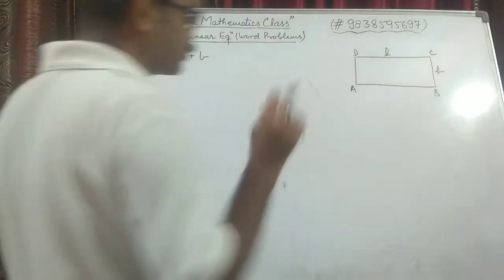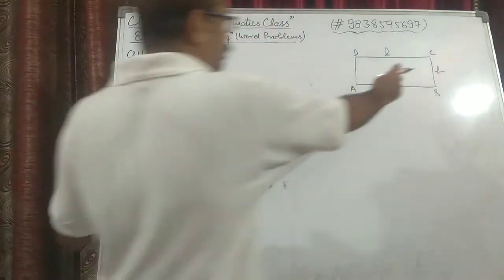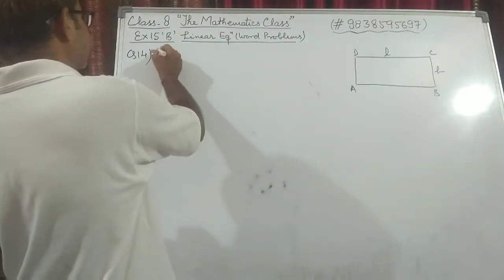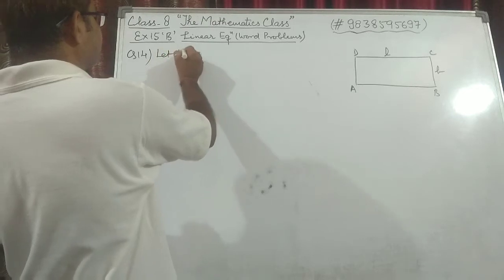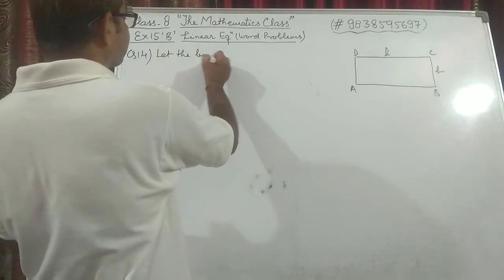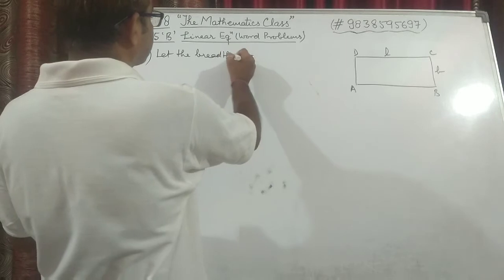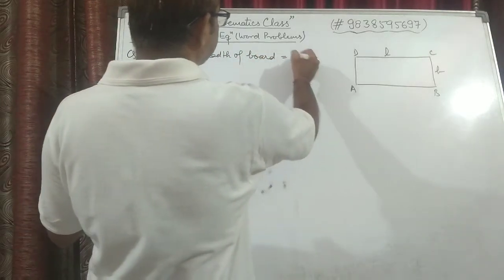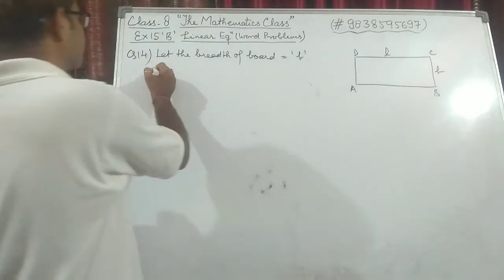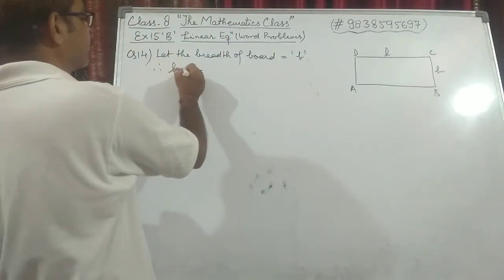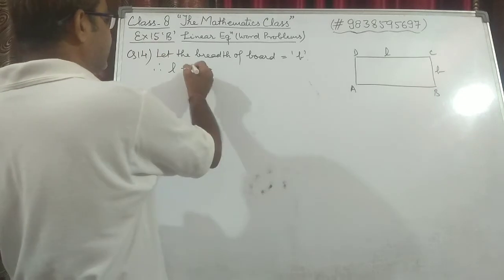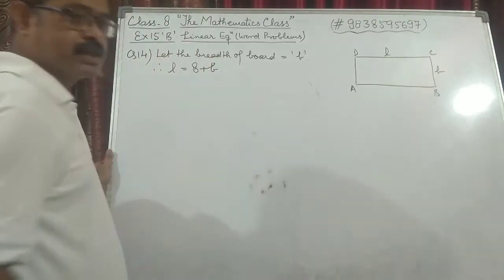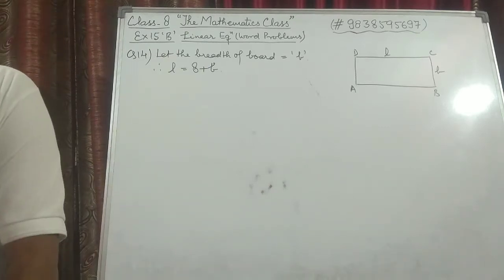So we will assume our variable for the breadth as B. We can say, let the breadth or width of the board be denoted by B. Therefore the length will be what? Length is 8 plus B, because the length is 8 more than its breadth.